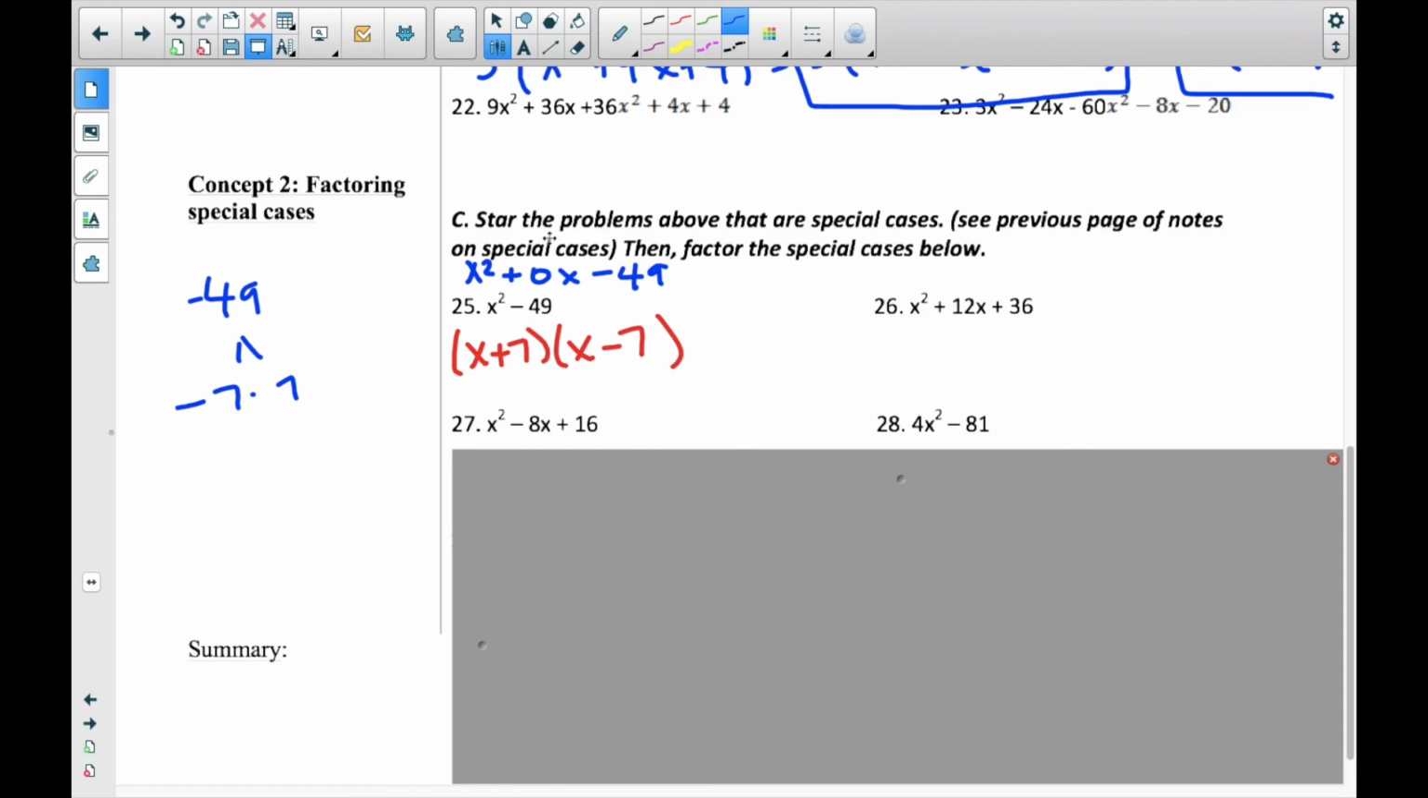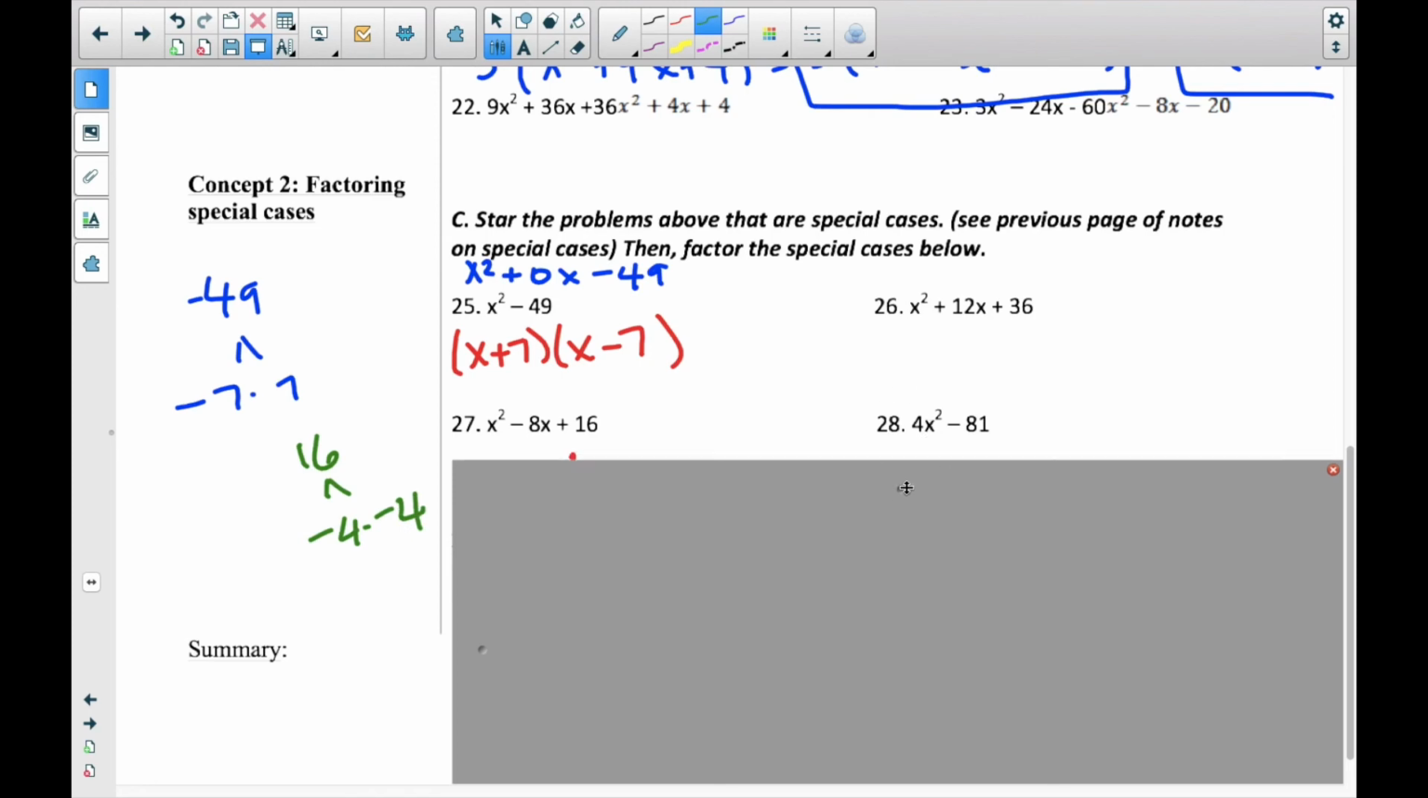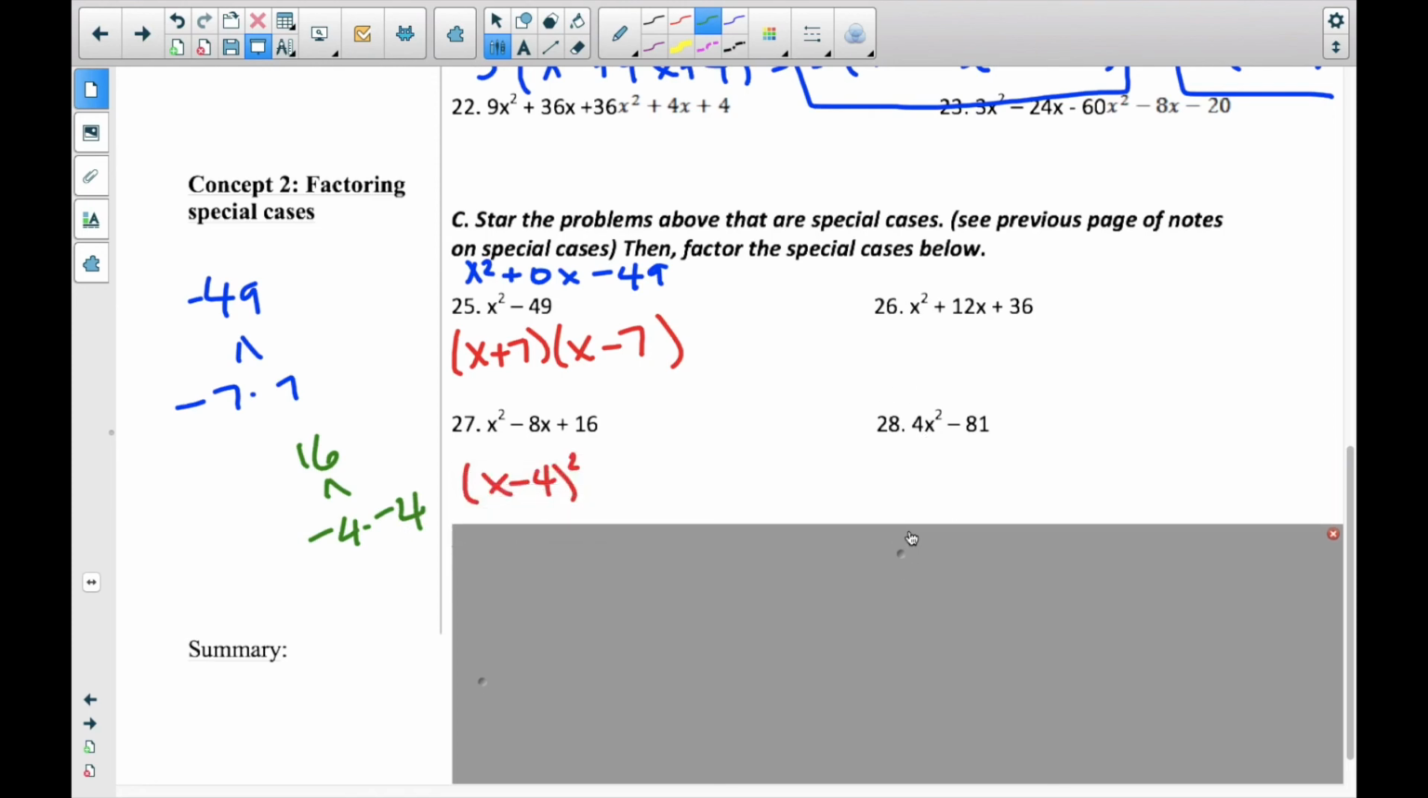We need to look at positive 16 and think of what numbers can we multiply to be positive 16 that would add up to be negative 8, and that would be negative 4. That would be negative 4 times negative 4. And so our answer, I've already abbreviated it. You could write it as x minus 4 times x minus 4, or you can just abbreviate it like this, x minus 4 quantity squared. And I prefer that x minus 4 quantity squared, but this one over here is not wrong.